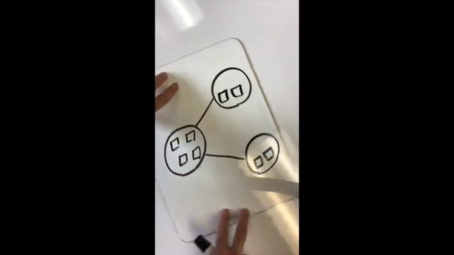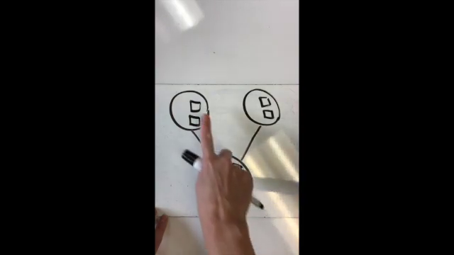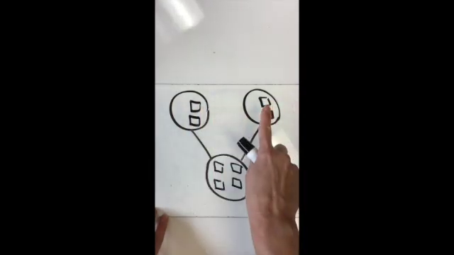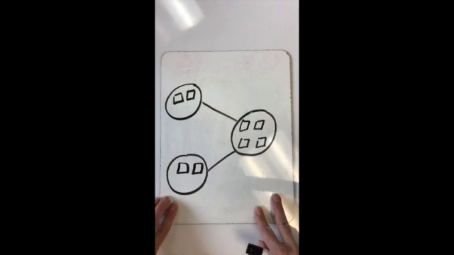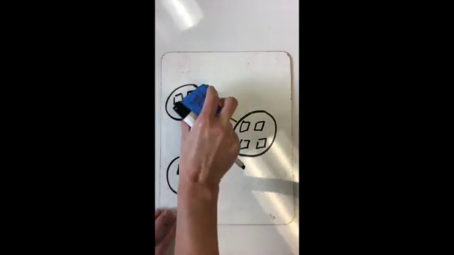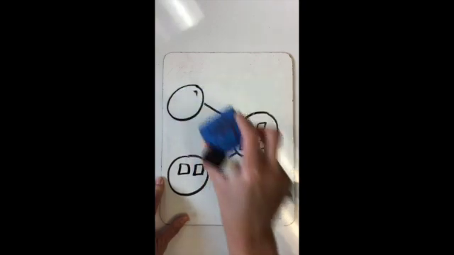Or how about this one? I have part, part, whole. Two and two makes four. So either way I turn it, it's still the same. Great. Now, can we erase the squares now? Because I want to show you a shortcut. Drawing squares takes so much longer.